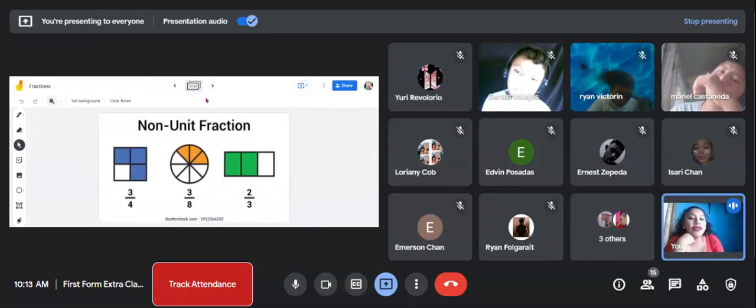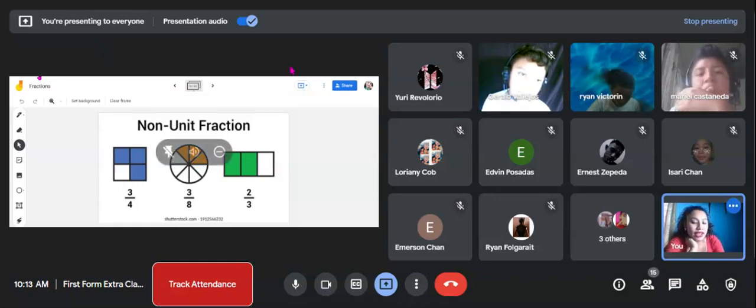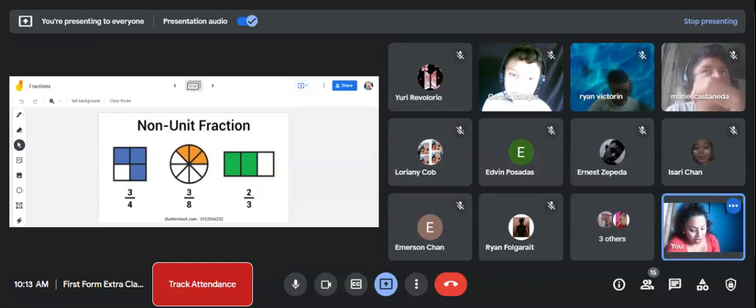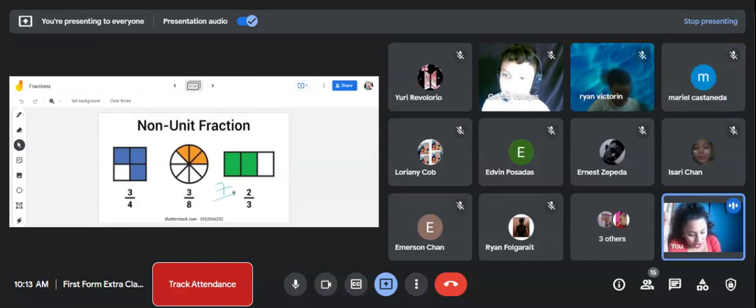And then now you have non-unit fractions, which are just all the other fractions. All the other fractions that do not have a 1 at the top. 3/4, 3/8, 2/3, 7/9, 5/8. All of these are non-unit fractions, right?